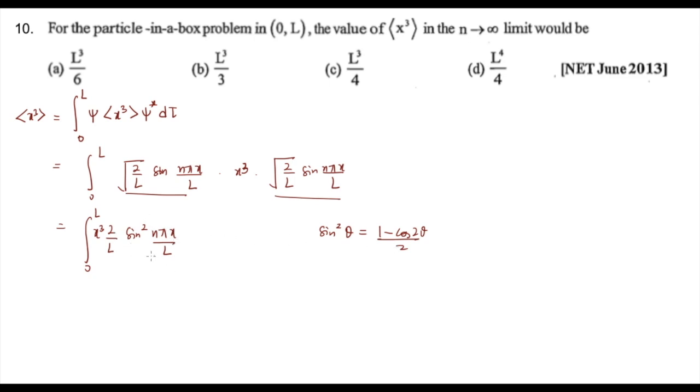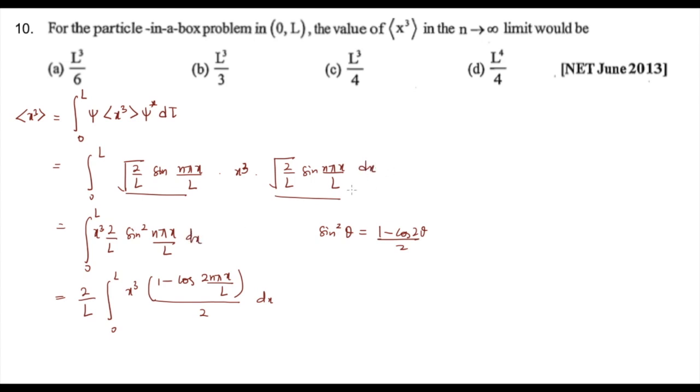So what I will get is, first of all, 2 by L I can take out from the integral, because that's a constant term. So 0 to L, and it will be x cube, and it will be 1 minus cos 2 theta. So 2 theta means 2 n pi x by L. That's what I will get, divided by 2 and dx.